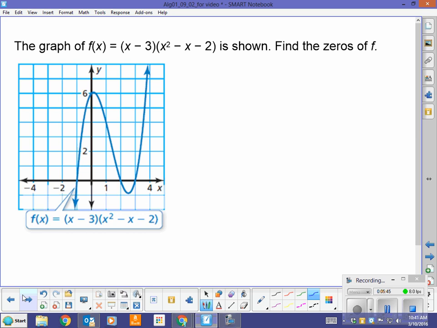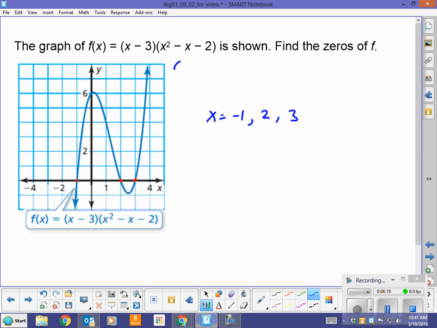For this cubic function, it says the graph of x minus 3 times the quantity x squared minus x minus 2 is shown. Find the zeros of f. Well, what do I have here? I've got -1, I've got 2 and 3. So x equals -1, comma 2, comma 3. You can see the 3 in this one, obviously. So let's just check our answer here. 3 minus 3 is 0.